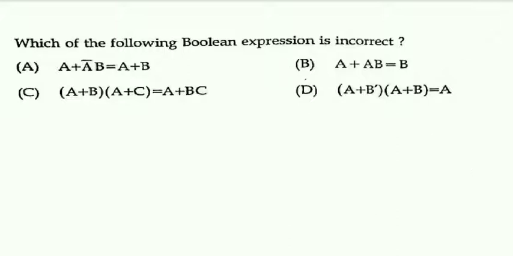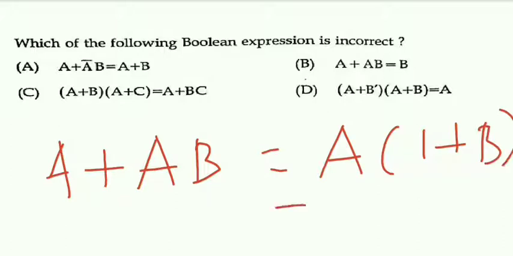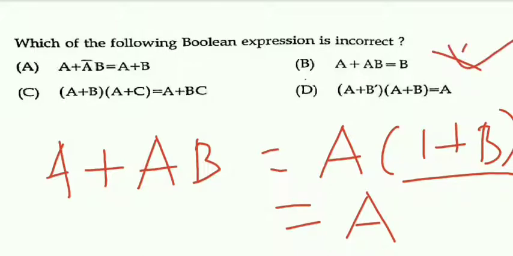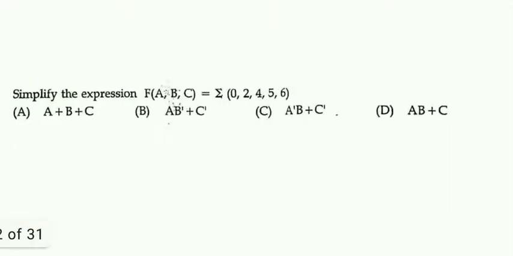Why is it wrong? A plus ab. Simply you take a outside, a into 1 plus b. 1 plus any variable in a Boolean expression is 1 only. So a plus ab is equal to a. So this is the only incorrect option. So answer is B. Next one.